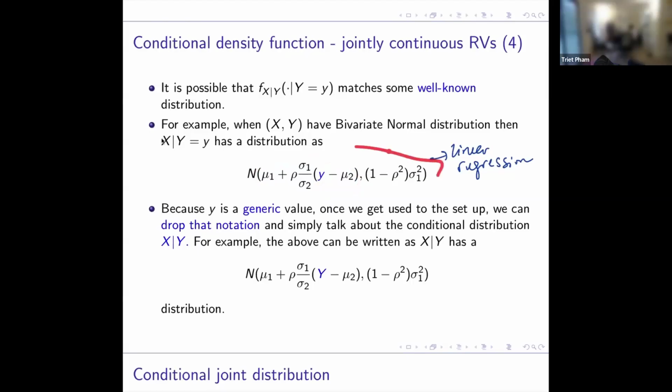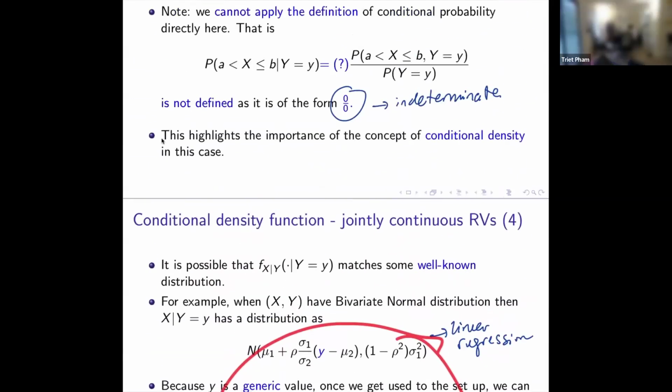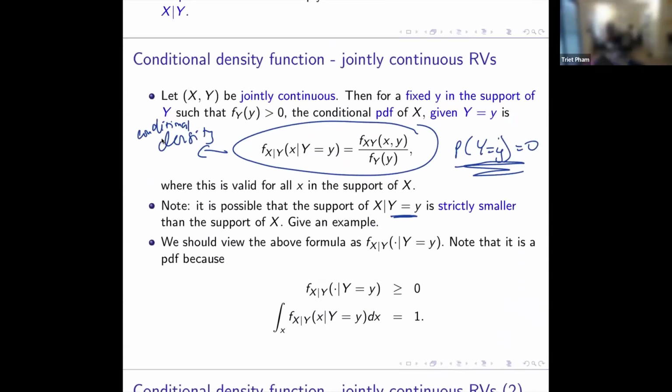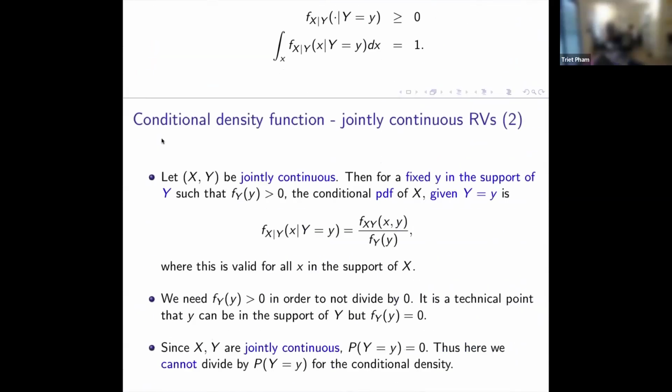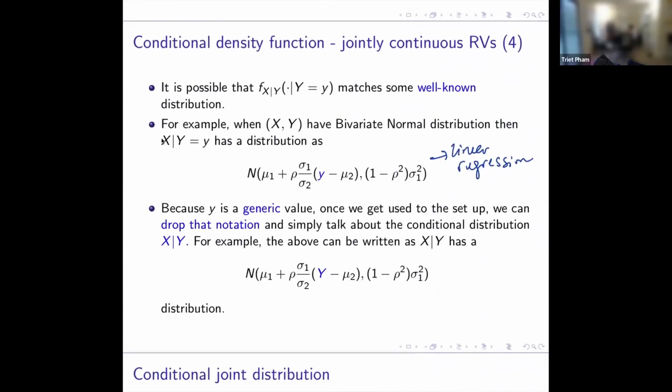Well, where do I get this fact from? If you want to check my work, I got it from this formula, plugging in the joint bivariate normal density that I showed you back in lecture 9, divided by the marginal of y, which is a normal. You will get a formula that looks like this. Of course, not the normal itself, but you get the density of this normal. So that is a well-known case, which is saying that if you have a bivariate normal distribution, then conditioning on one variable, the other one still stays normal.